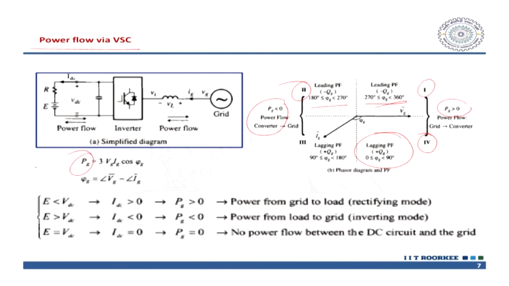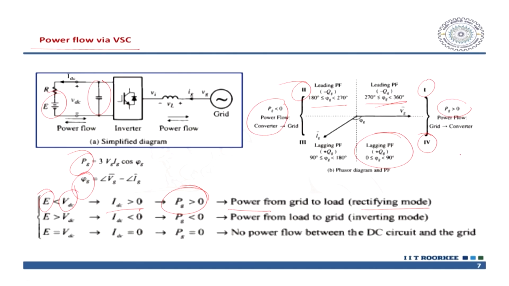So, the grid power for a 3 phase system, in terms of the phase values, is 3 Vg Ig cos phi g, and phi g can be any value from 0 to 360 degrees, where phi is the phase angle between Vg and Ig. Generally if the voltage VDC is more than E, it is charging the battery. So, IDC is positive and thus Pg is positive, and the power flows from the grid to the load, and it is a rectifier mode.